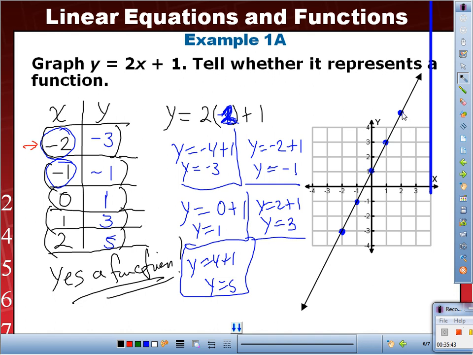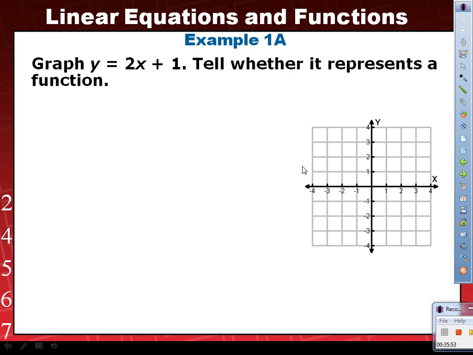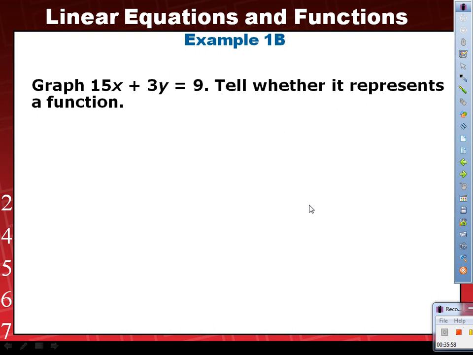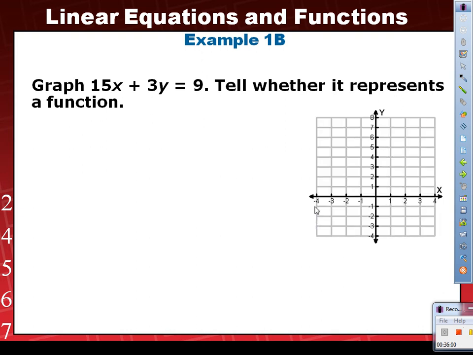Pretty simple? All right, so turn your graph paper over. I want you to do this next one by yourself. Copy this one at the top left of your paper, example 1B. Don't copy the instructions, just copy the equation: 15x plus 3y equals 9.